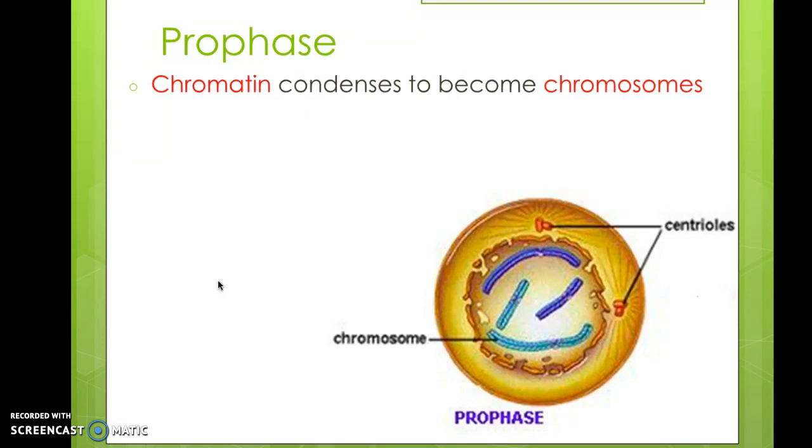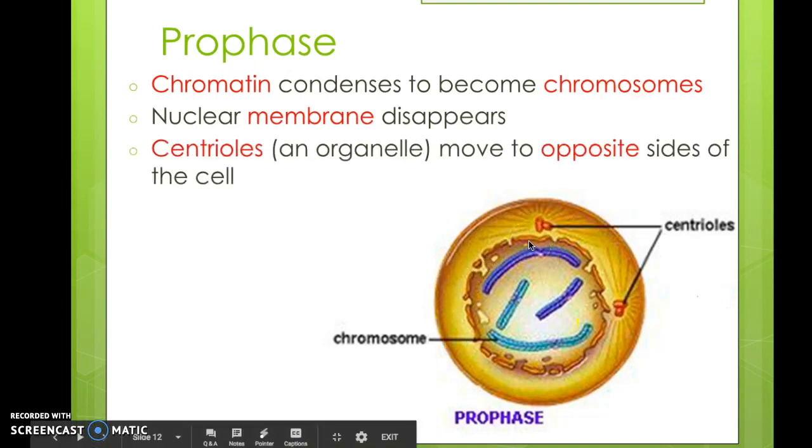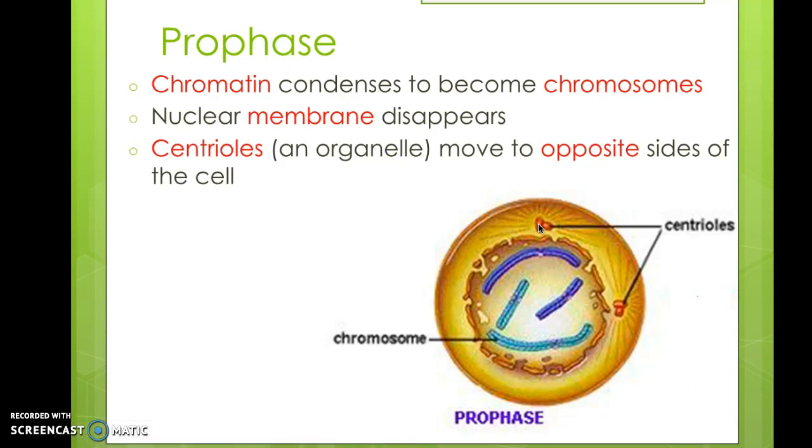So prophase. The chromatin condenses to become chromosomes. So remember, this looks like messy yarn. It's going to become those like X forms, really neat and organized. The nuclear membrane is going to be disappearing. And the centrioles, which are an organelle, are going to move to opposite sides of the cell. These centrioles make something called spindle fibers. Think of it like fishing line. And those things are made out of microtubules, which are a protein.